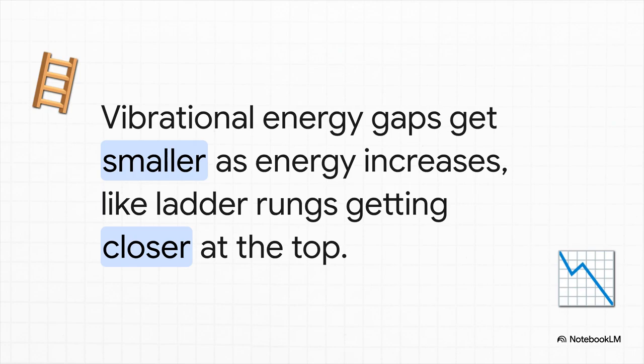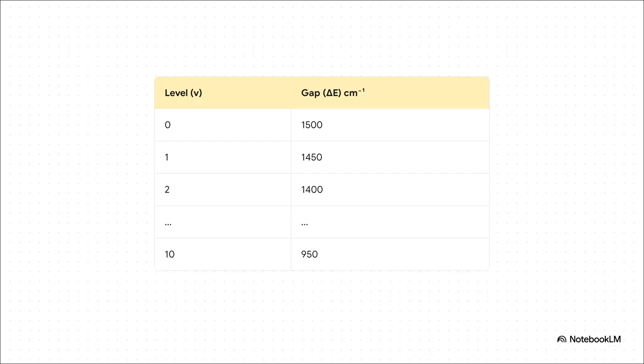Okay, here is the absolute key to figuring this all out. A molecule's bond isn't like a rigid stick. It vibrates. And these vibrations happen at specific energy levels. As you pump more energy in, the gap between each of those vibrational levels gets smaller and smaller. It's exactly like climbing a ladder, where the rungs get closer and closer together the higher up you go. The amazing part is we can measure these energy gaps directly from the fine details in the spectrum. And we see this beautiful, predictable pattern. The gap, which we call delta E, consistently shrinks as the vibrational level V gets higher. This pattern is the breadcrumb trail we've been searching for.